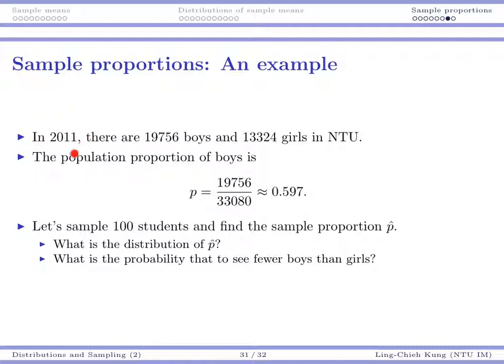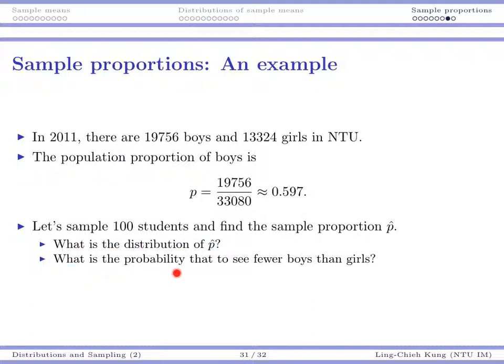According to a survey in 2011, not really, according to the census in 2011, there are around 20,000 boys and around 13,000 girls in NTU. So we can calculate the population proportion of boys as around 60%. So let's try to sample 100 students and find the sample proportion p hat. Obviously, p hat is a random variable, right? We don't know who will be in that 100 students. So we want to know what's the distribution of p hat.